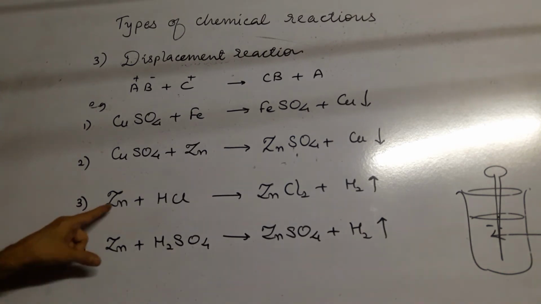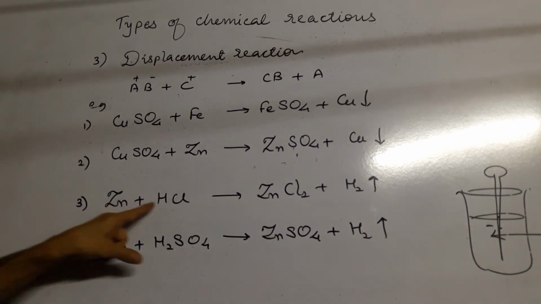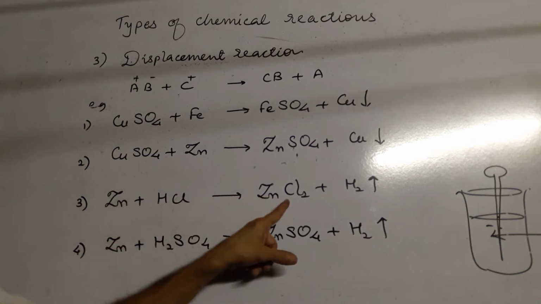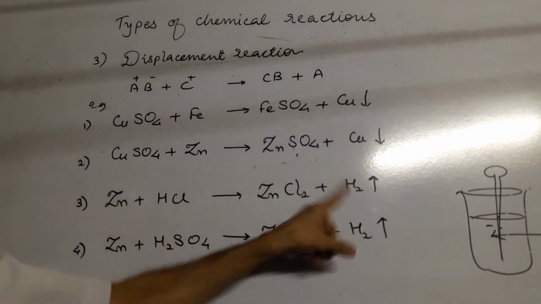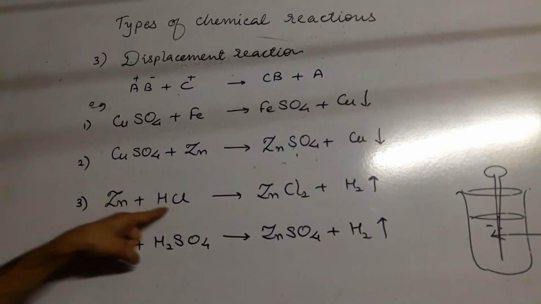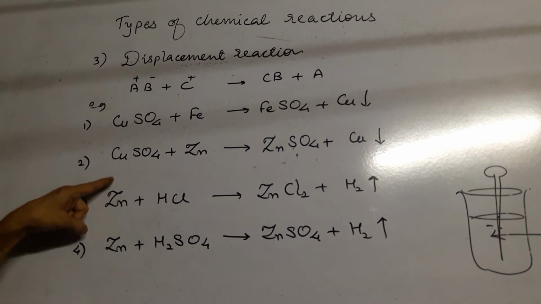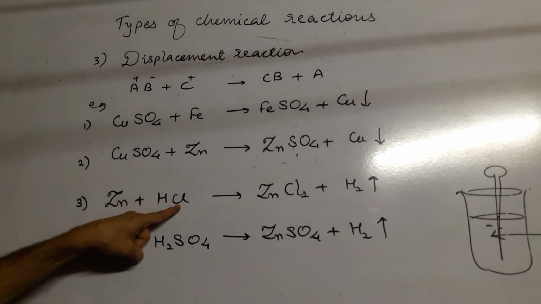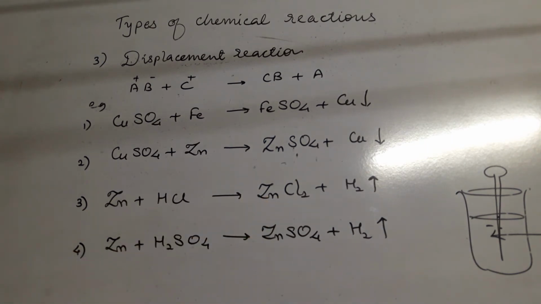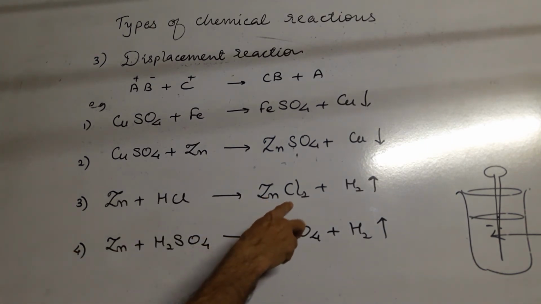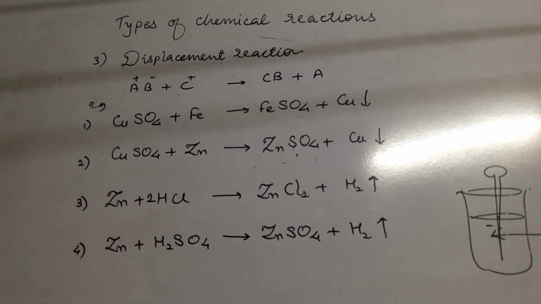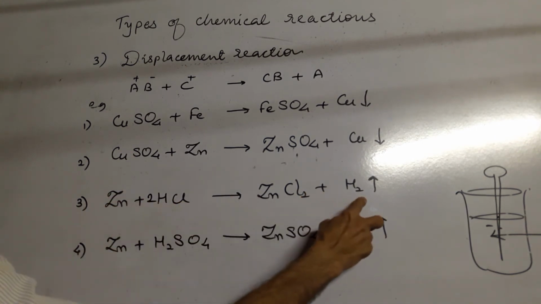Keep in mind, one more reaction is there, zinc and hydrochloric acid. Hydrochloric acid reacts with zinc, and you get zinc chloride, and hydrogen gas is liberated. Zinc has two valency, chlorine has one valency, and so ZnCl2 is formed. Now we have to balance here. Chlorine is 2, so write 2 for hydrochloric acid, and so hydrogen also will be 2, so it is balanced.